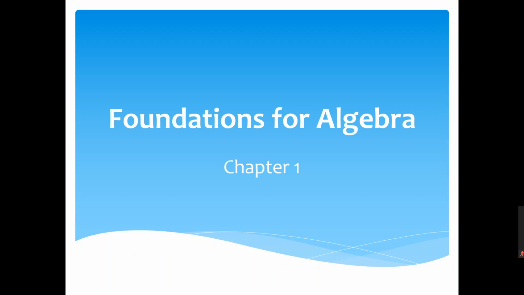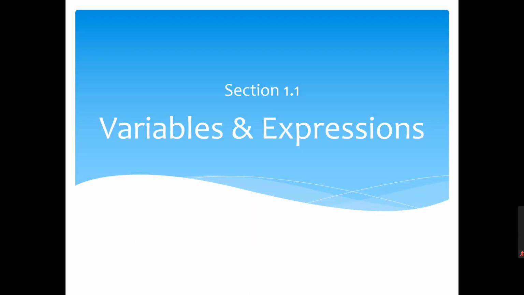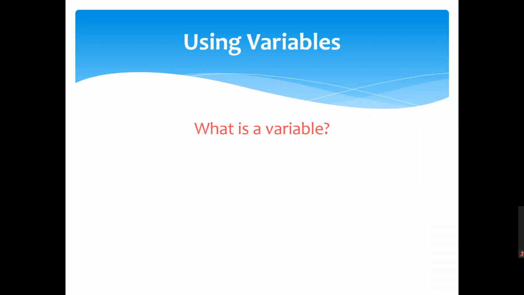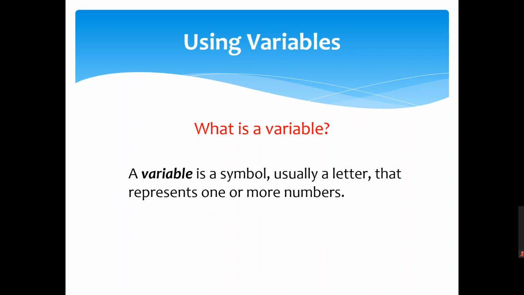Alright, so Chapter 1, Foundations of Algebra. First thing we talked about was variables and expressions. So first off, what is a variable? So a variable is a symbol, usually a letter that represents one or more numbers. Most times we're using stuff like X, Y, Z, and so on. Those are the most common ones we're going to see.